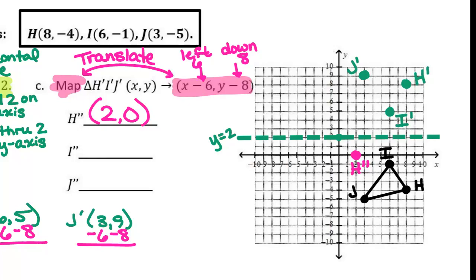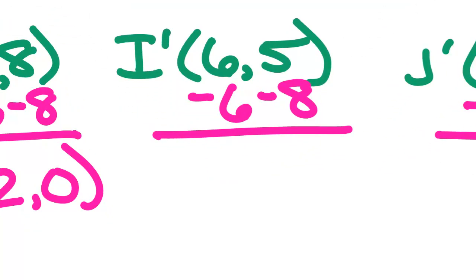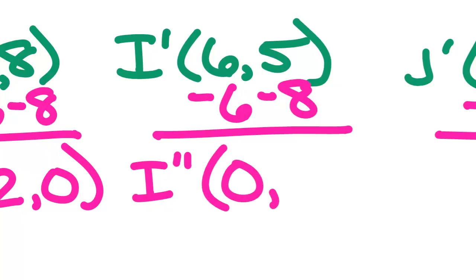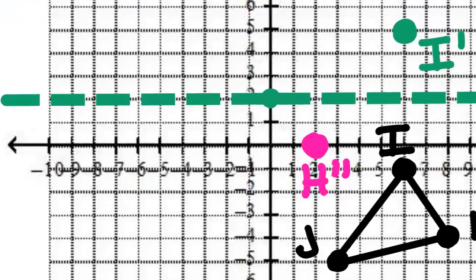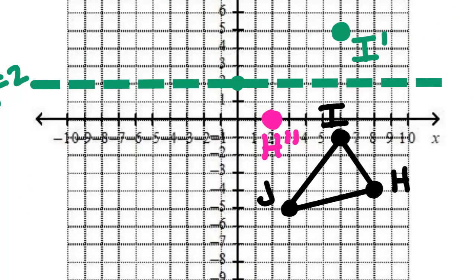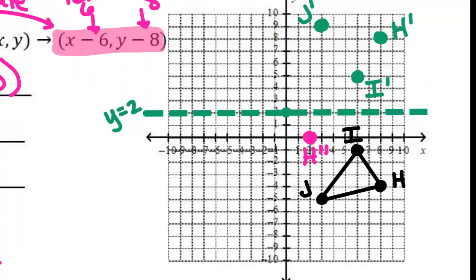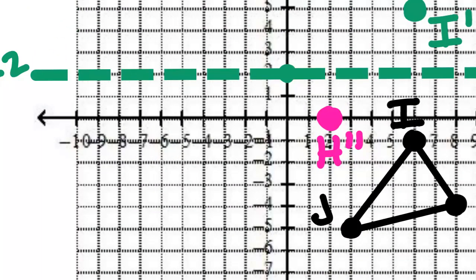All right, what about I double prime? Where will that be? I'm sorry, you said what? 0 and not 3, but you're close. Negative 3. The negative is bigger than the positive, so this is going to be a negative number. 0, negative 3. So I don't go left or right at all. I go down 3. So right here.